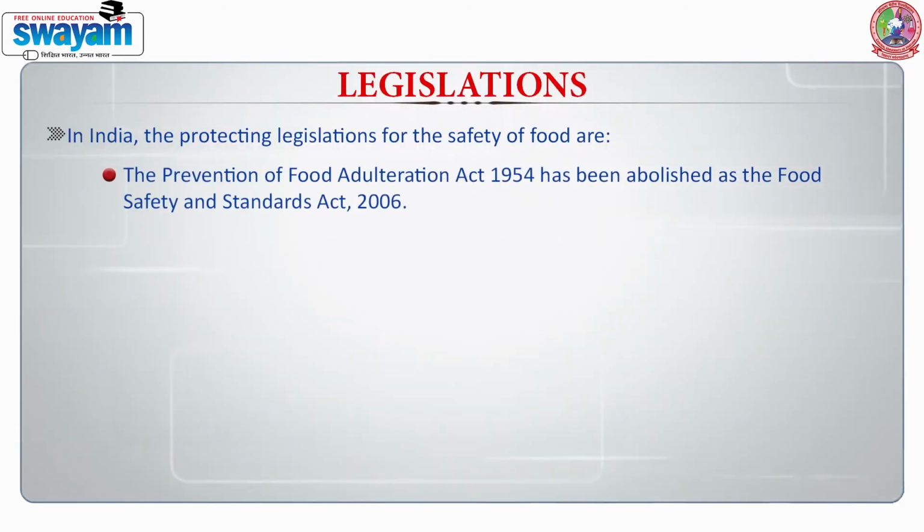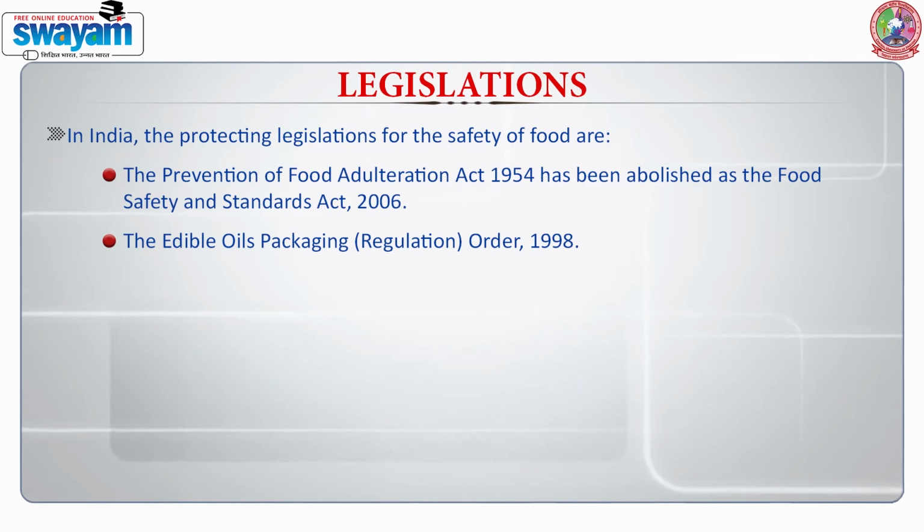For the algal poisons as well as the fungal poisons, there are many legislations proposed by the government. In India, the protecting legislations for the safety of food include the Prevention of Food Adulteration Act 1954, that has been abolished and replaced by the Food Safety and Standards Act 2006.